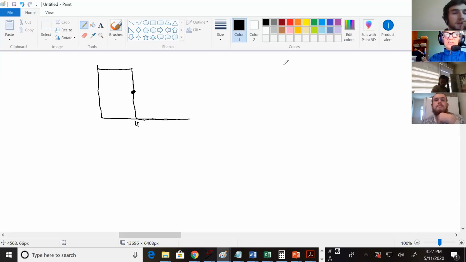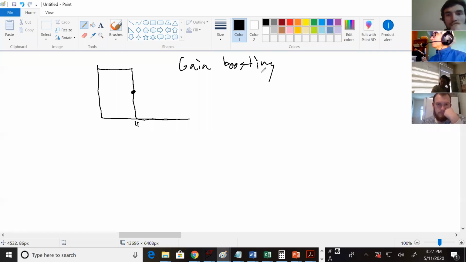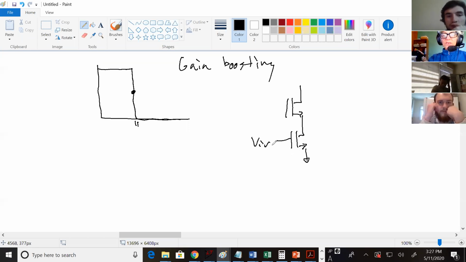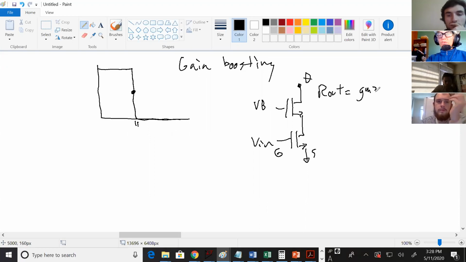So, but anyways, let's look at gain boosting. You can only do gain boosting when you have a cascoded transistor already. So gain boosting requires a cascoded transistor. This is VB, and this would be your drain, your gate, your source. Okay, and if you remember the R out here, if you're doing a cascoded amplifier or a cascoded current source, you know your R out equals GM2 times RO1 times RO2. So this is M2, M1.